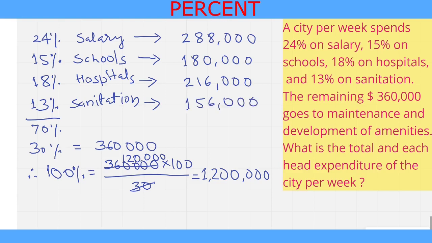Thus on each head, the expenses are: on salary 288,000, on schools 180,000, on hospitals 216,000, on sanitation 156,000, and 360,000 already given to us for maintenance and development of amenities. And total expenditure of the city is $1,200,000 per week.